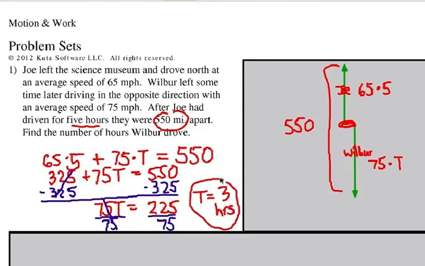So there we go. Draw a good diagram and try to relate to what's equal. In this case, we had the distance that Joe traveled plus the distance Wilbur traveled, even though in opposite directions, that would be 550 miles. Put it in an equation and solve.